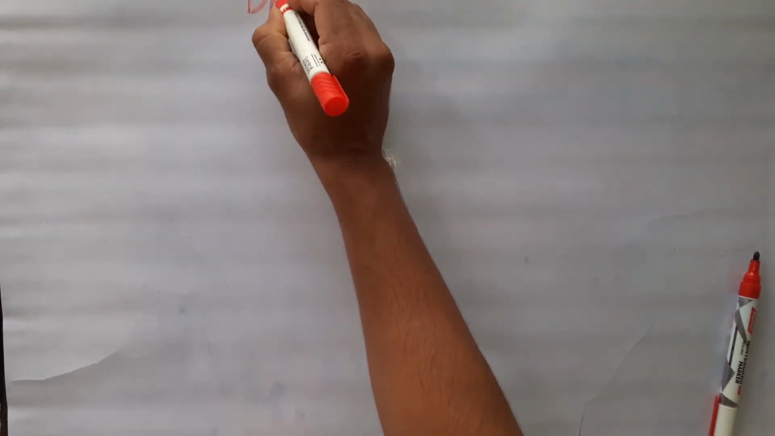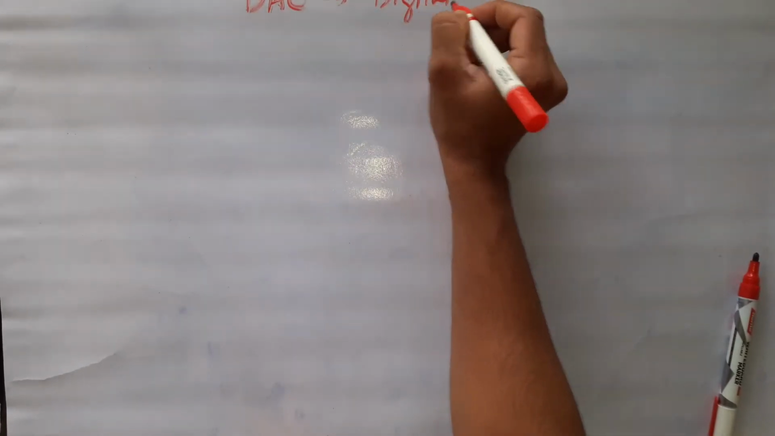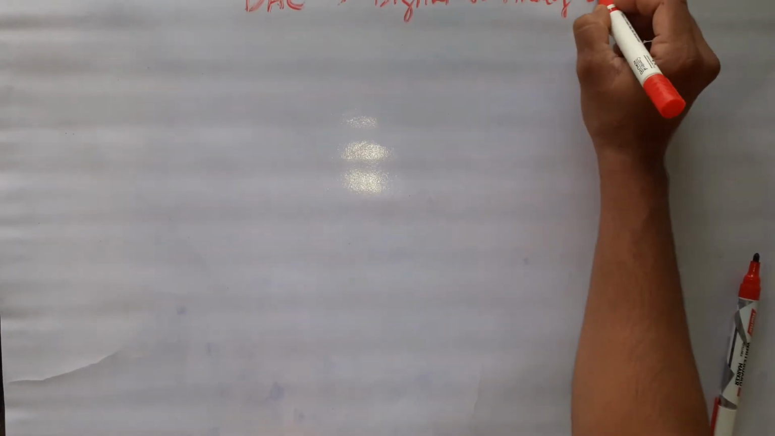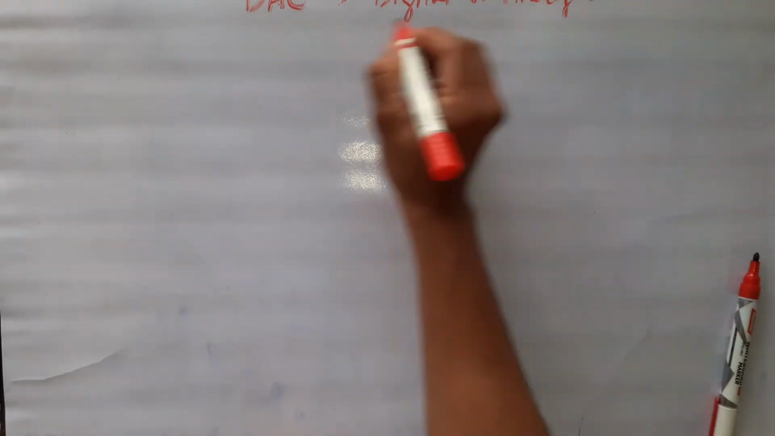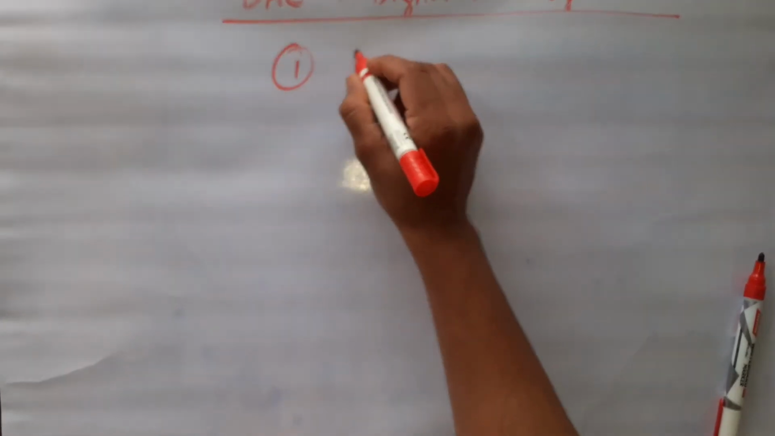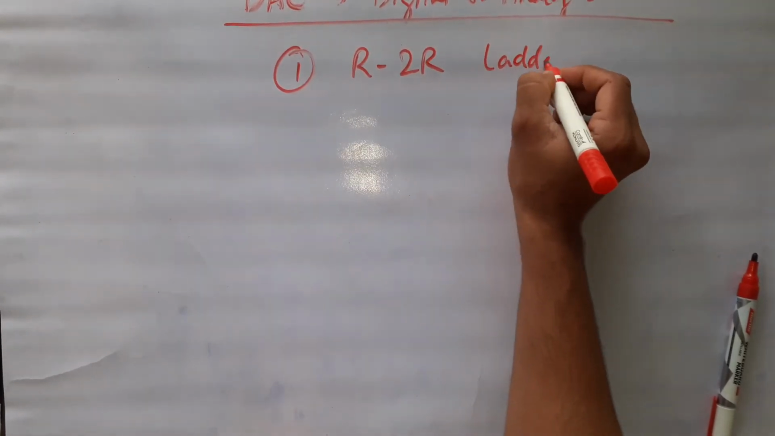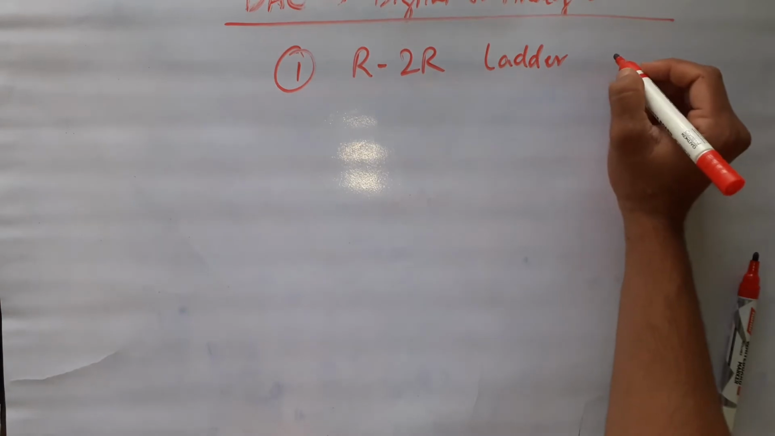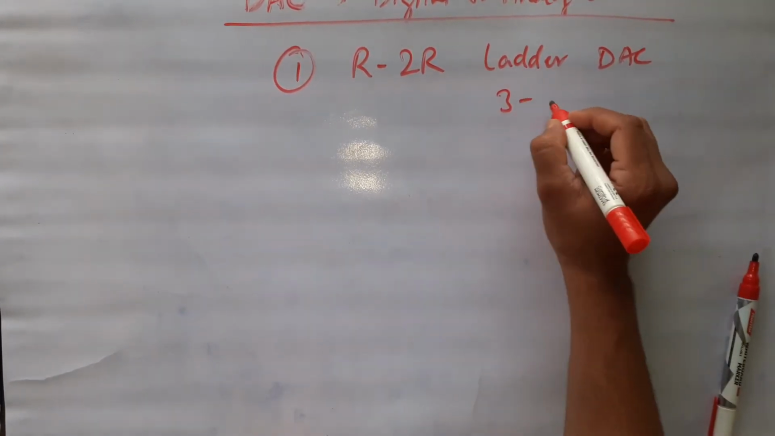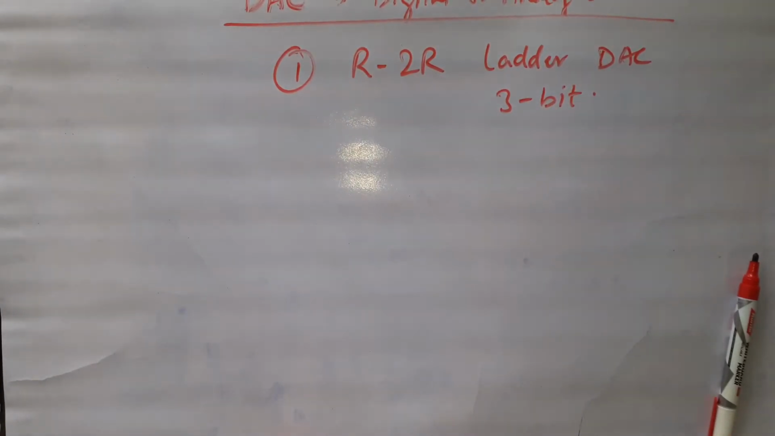Let us start with digital to analog converters today, also known as DAC in short. As per your syllabus, you will be studying the R to R ladder DAC. So this is your 3-bit DAC, which you will be studying today.